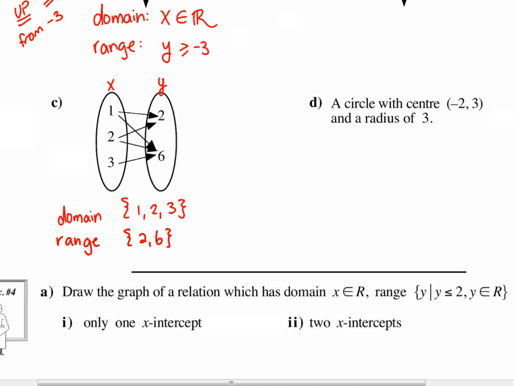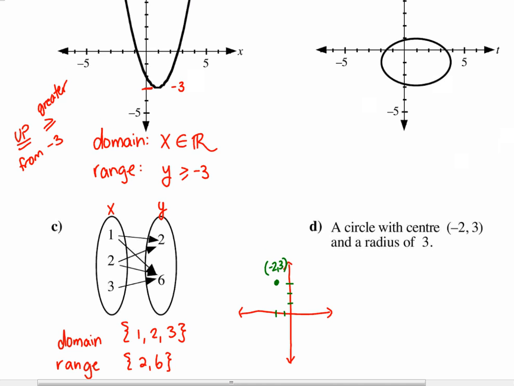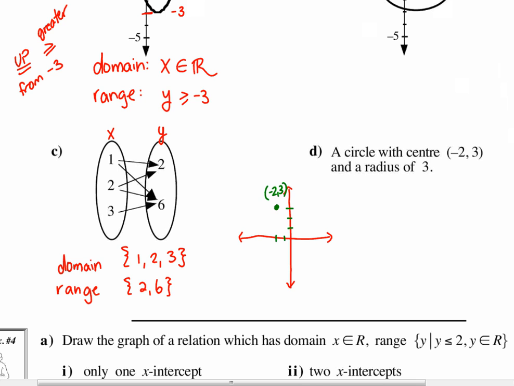Okay, let's draw this one. A circle with center -2 and 3. So we're going to have to do some drawing. So the center's at -2, +3. And it has a radius of 3. So from the center, you have to go 3 up, 3 down, 3 left, 3 right.